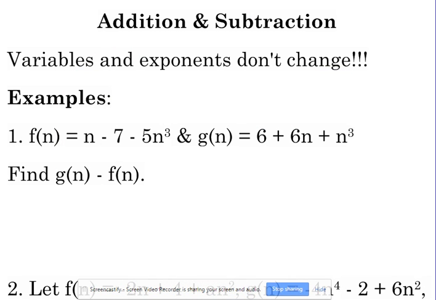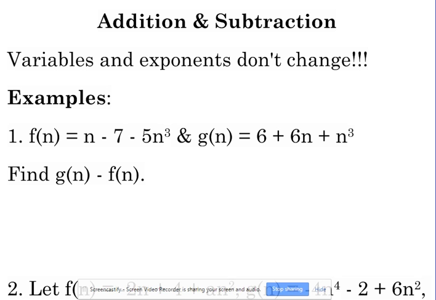Okay? Y'all don't struggle with this as much, but some people still do. Variables and exponents do not change when you're adding and subtracting. They just tell you which terms you can combine. You can't combine n cubed and n with addition and subtraction. Now with multiplication, you can. Things change, but with addition and subtraction, exponents do not change. Okay? They do not change.